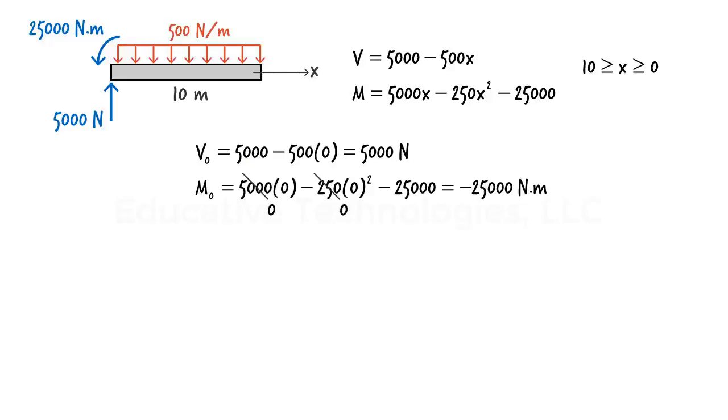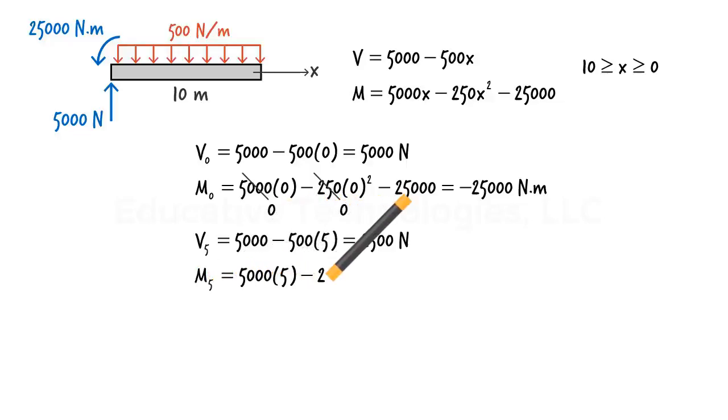Notice that these are the support reactions. The equations correctly give us the support reactions for shear and moment when x equals 0. What is the shear and moment at the midpoint of the beam where x equals 5? V of 5 equals 5,000 minus 500 times 5, or 2,500 newtons. M of 5 equals 5,000 times 5 minus 250 times 5 times 5 minus 25,000, or negative 6,250 newton meters.